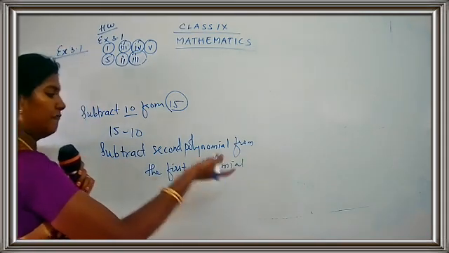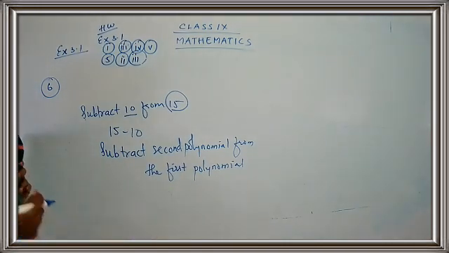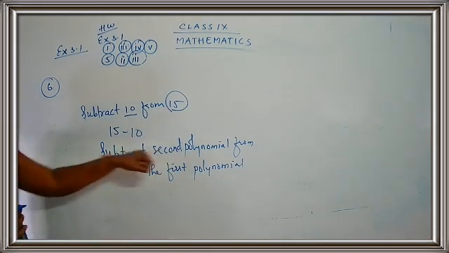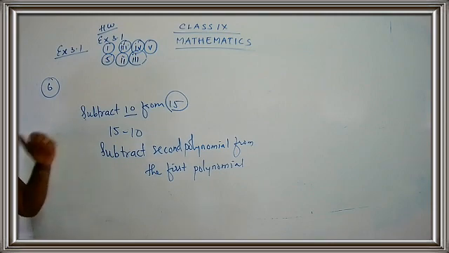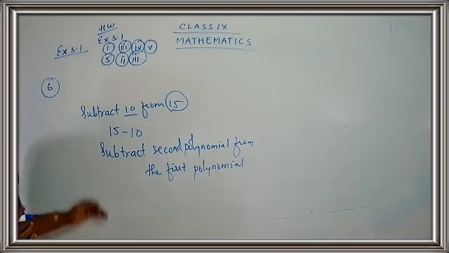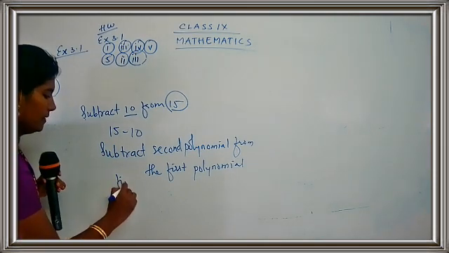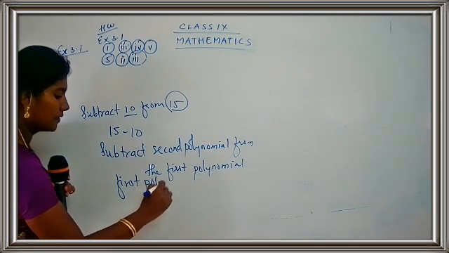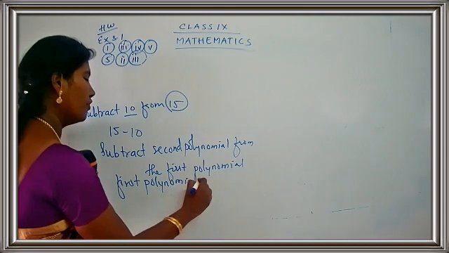Subtract second from first. So you are going to subtract the second polynomial. You are going to remove the second polynomial from what? From the first polynomial. So you have to write first polynomial minus second polynomial.